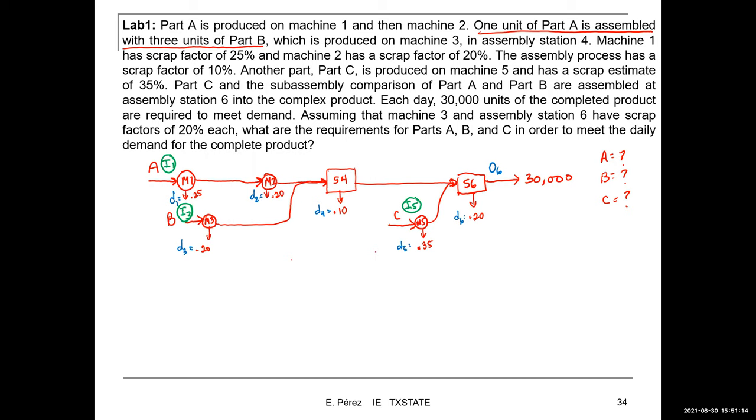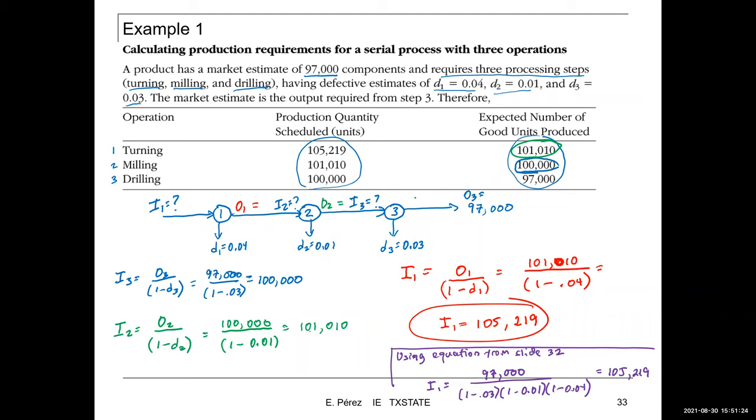So I'm going to start with I1, because that one is similar to this. If you don't take into account the other components, it's going to look just like this one. So you proceed in the same way, you will get your output, and then you work backwards, right? So you find I3, I3 becomes output of 2. So from there, I can find I2. Output of 2 becomes the output for 1, and then I can find I1. So in that way, I can find the number of parts that I need for A.